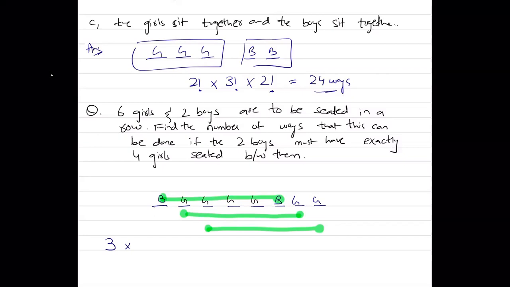Now, the 2 boys can arrange themselves in 2 factorial ways. Let's say Ahmad sits here and Ehsan sits there, or Ehsan sits here and Ahmad sits there. So there are 2 factorial ways. Now, for the remaining 6 girls, in how many ways can the girls arrange themselves? 6 factorial. Do you guys understand the question?